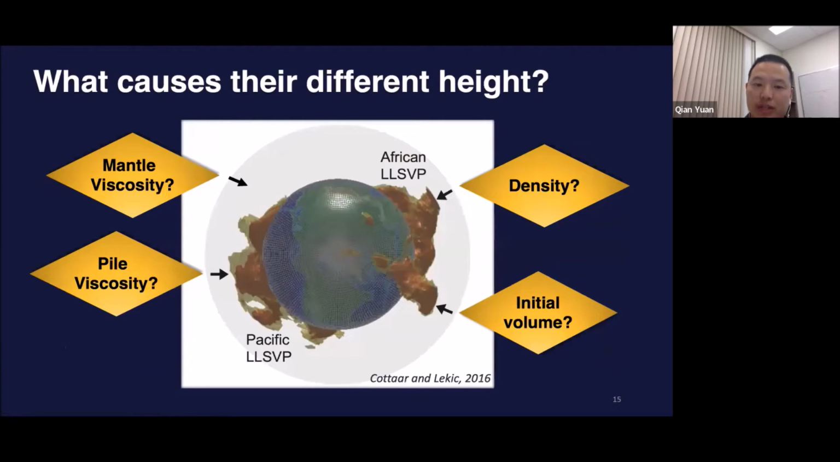Then we use mantle convection models to study 4 parameters that are very important in the geophysical field. One is the viscosity of the background mantle. One is the viscosity of the pile. One is the density contrast between the pile and the background mantle. Another is the initial volume of the blobs.